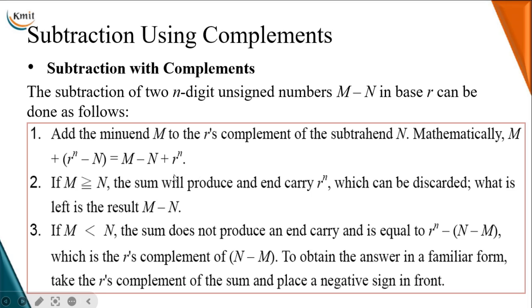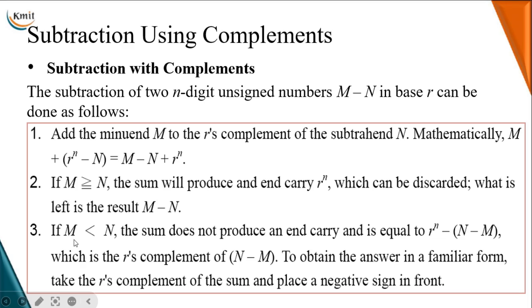So we rewrite the expression as M minus N plus r power n. Without using any subtractor operator, we obtained the difference between the two numbers, M minus N, in addition with an end around carry. If the given minuend is greater than or equal to the subtrahend, then only it will generate the end around carry, which is r power n, which must be ignored. If you ignore this r power n, then we obtain the difference between the two numbers M and N.